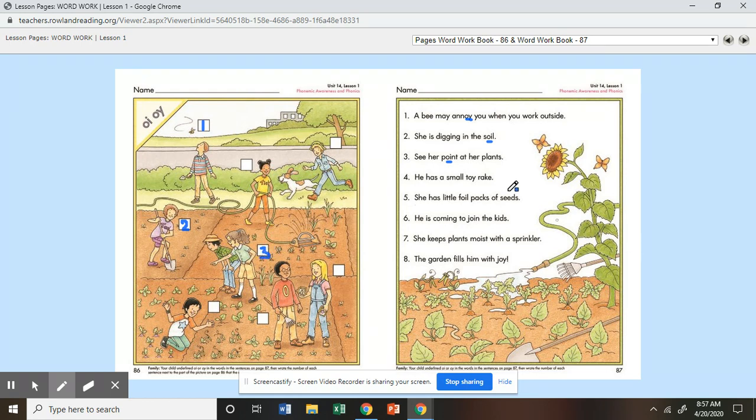Okay. You're going to do the rest on your own. Underline the oi word that you see, whether it's OI or OY, and then match the number to the person or picture that it's talking about on the other side. Pause the video to do that now.